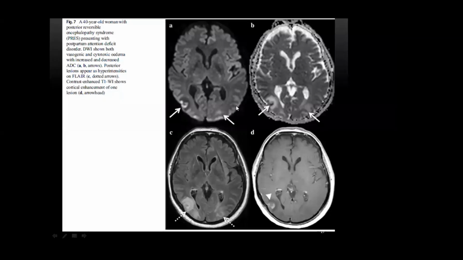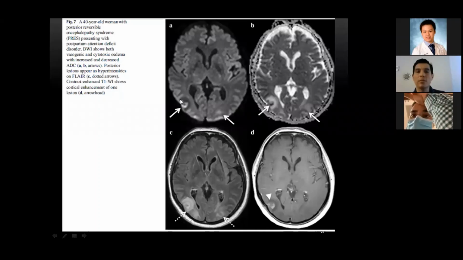Like in this case, it is posterior and bilaterally compromised, with heterogeneous signal in DWI and heterogeneous signal in ADC. But in this case, the blood-brain barrier is damaged because the gadolinium is taken up.